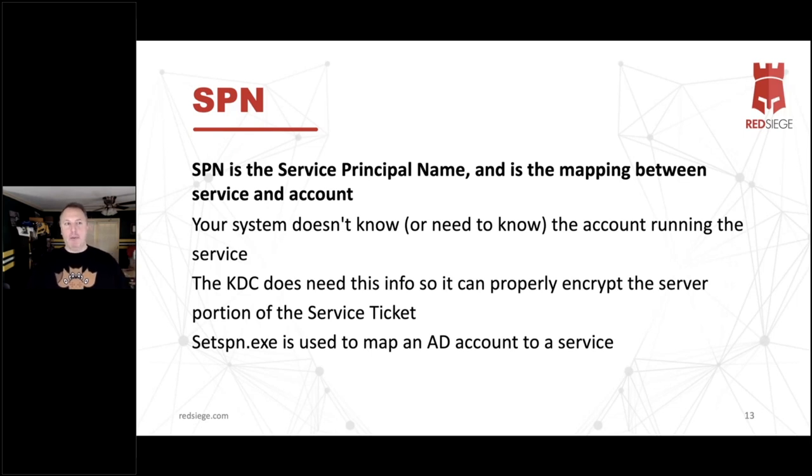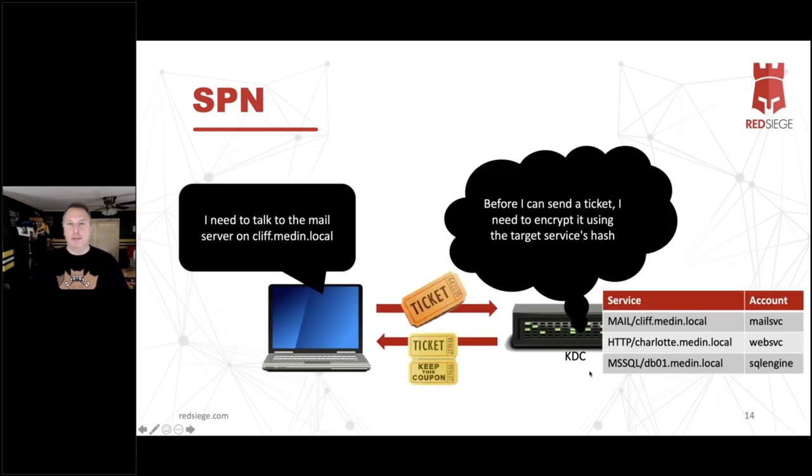How do we establish that mapping? Well, we can use setspn if we do it manually. Some services will do that themselves if you set them and give them the correct permissions. So here's an example of some SPNs. Now, when I connect to a service, I don't know the underlying service account, right? But the domain controller has to have that so it can encrypt the ticket with the correct key. So here's a little table off to the bottom right here.